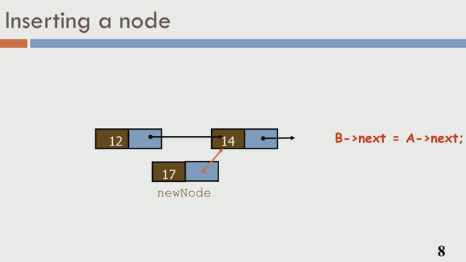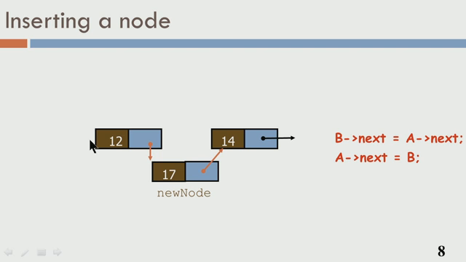Now this does not form a linked list, so it's not a chain of nodes that we have now. Instead, we have two nodes pointing to 14. There is no way in which you can reach this node containing 17 from the node containing 12. We need to change that, and the way to do that is if you make A's next point to B, then A's next field pointed to B now.